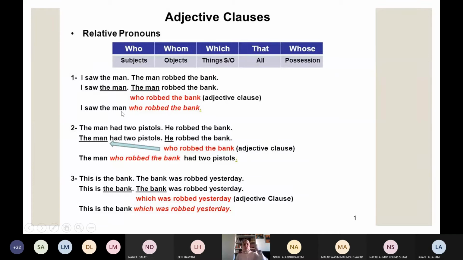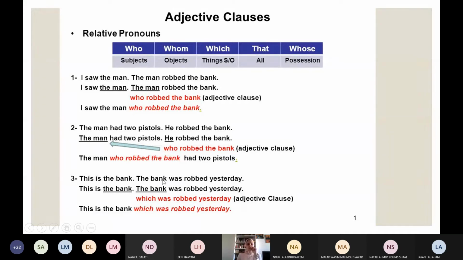I'm modifying the man. Number 2, the man had 2 pistols. He robbed the bank. I want to modify what? Pistols or man? Who robbed the bank, girls? Man. So I take who robbed the bank here after man. Why? Because an adjective clause comes after the noun it modifies. So: the man who robbed the bank had 2 pistols.